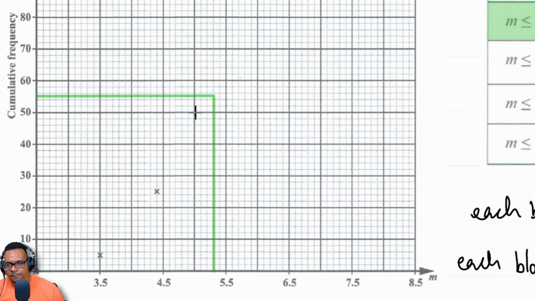So 50 here, 52, 54, and 55 is in the middle. So I'll stop at the 54 here and let's go across to 5.3 now. So 5.1, 5.2, 5.3. And now 55 will be in the middle of this block here. So this was my point.